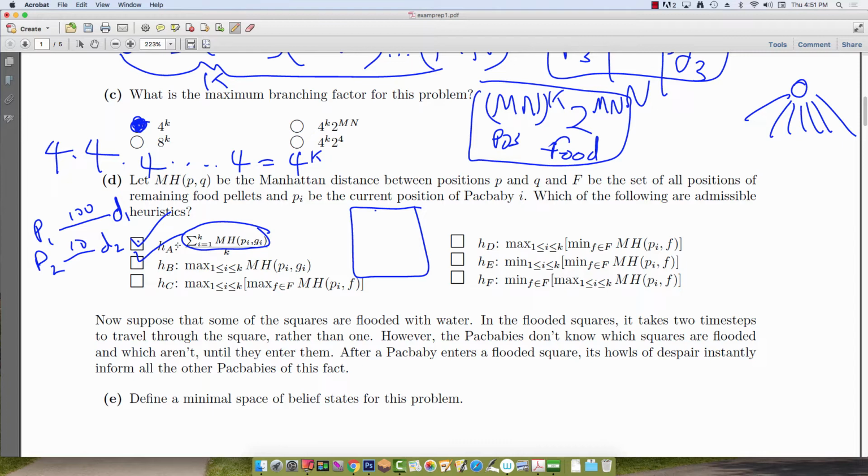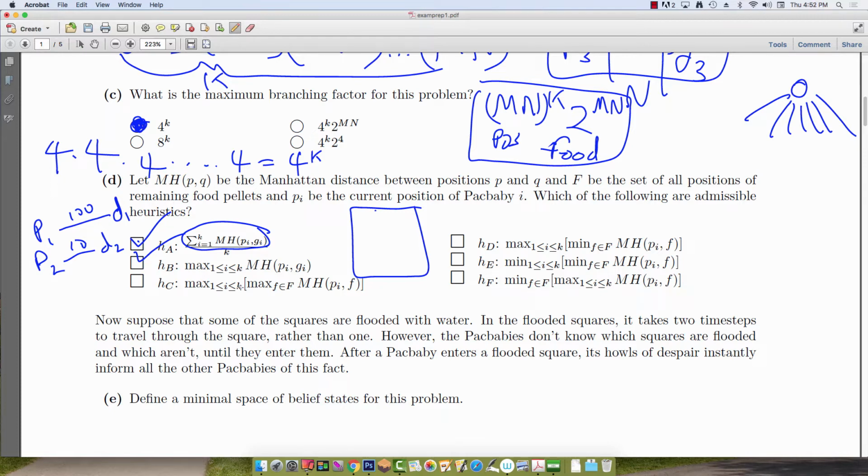So next, let's talk about the third heuristic, part C. So let's take a look at this. This is a pretty intimidating expression, but let's try to break it down a little bit. We're taking a max over all the food, and we're getting the Manhattan distance from each Pac-Man to that food. And then we're taking a max over all the Pac-Man.